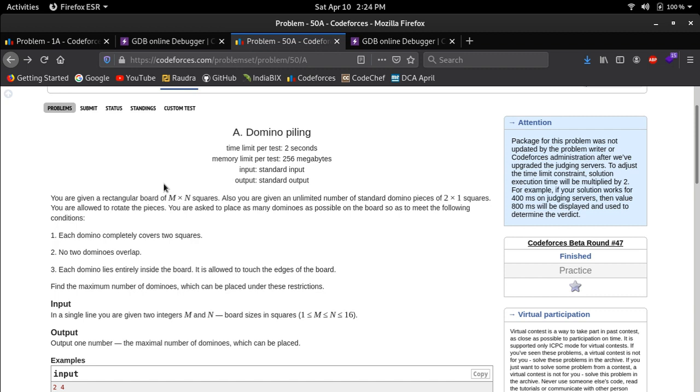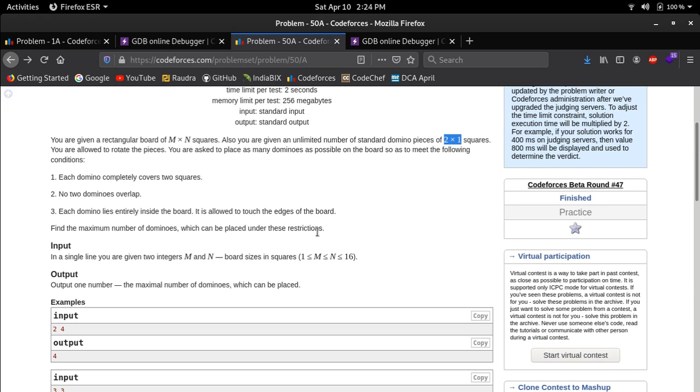Now they have given that we have a rectangular board of m cross n squares, and an unlimited number of dominoes of size 2 cross 1. They have not mentioned meters or anything, so we can consider it as a unit or square unit. The size of the board is m cross n and the size of the domino is 2 cross 1, which is constant. We need to find the minimum number of dominoes required to fill the board.